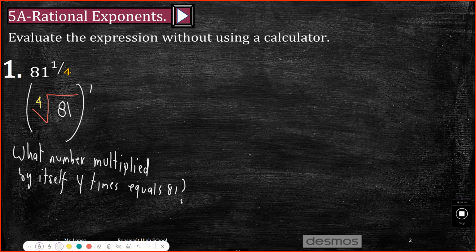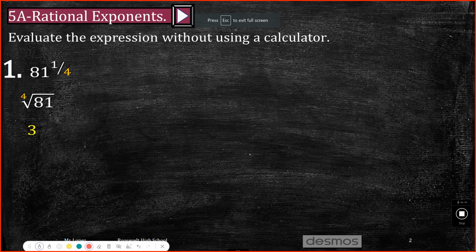Is it 3? All right, somebody said 3. How can we test if it is 3? What number multiplied by itself 4 times equals 81? 4 times the same number. 3 times 3 is 9, and 3 times 3 is 9. 9 times 9 is 81. So, and raised to the 1 power does nothing. 81 to the 1 power is still 81. So that's it.